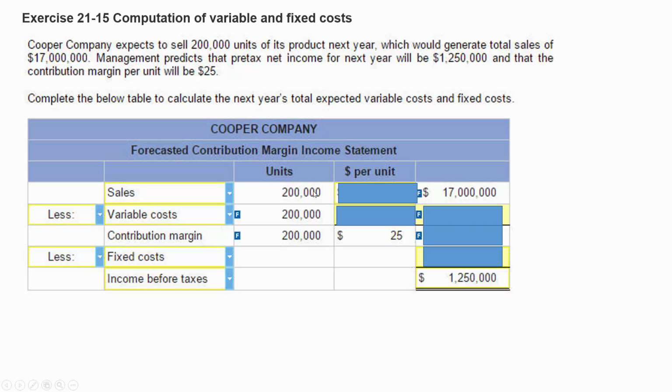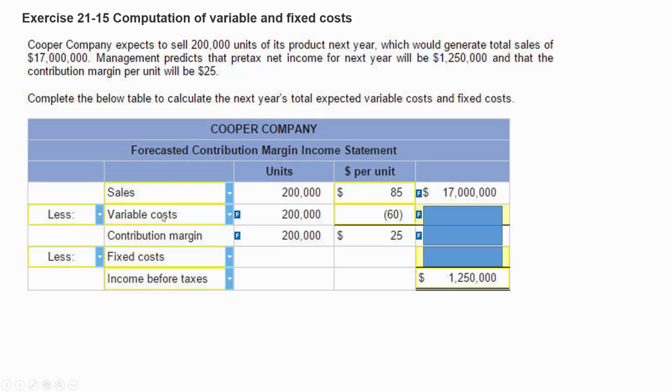If you know sales are going to be 200,000 units and you know total sales dollars are going to be 17 million, you can divide the sales units into the 17 million and you can get the price per unit. In this case, the selling price per unit will be $85. That's again 200,000 divided into 17 million is 85. Now you can take a shortcut to find the next piece, which is variable cost per unit, because if you know sales per unit is $85 and contribution margin is $25, the difference between these two would be the variable cost per unit, which in this case would be 60.